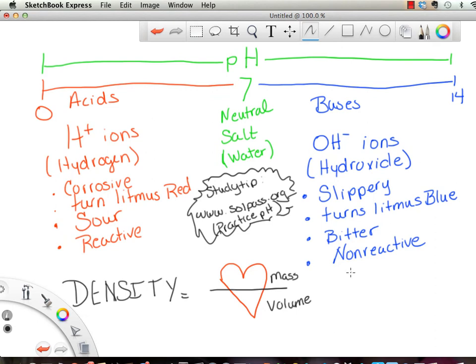And what that means is if I've got two blocks that are exactly the same volume, so they're exactly the same size, the block that has more particles per volume is going to be more dense, or denser than the block that has a few particles. Okay, and that's all for page 2.